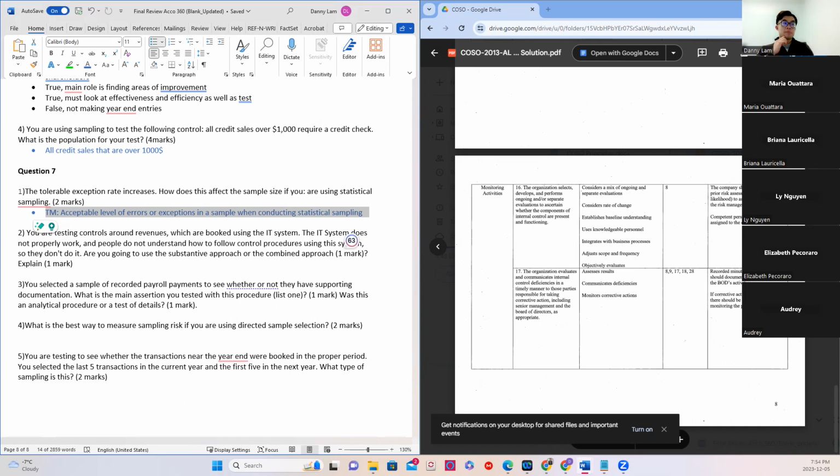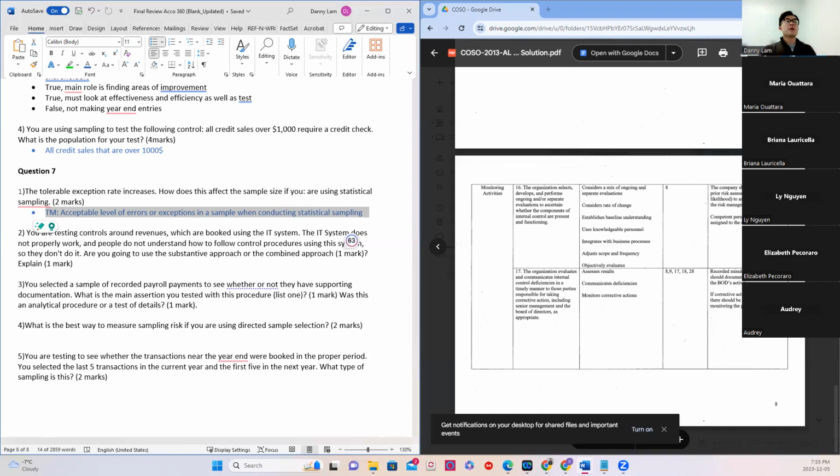Does the tolerable exception rate increasing mean that you're open to accepting more exceptions? Yeah, if your tolerable exception rate increases, it means that you're allowing more error. So how would that impact your population? You will do less work and decrease your sample size? You said decrease your sample size? Yeah, if you can tolerate more error, you do less work and then you decrease your sample size.